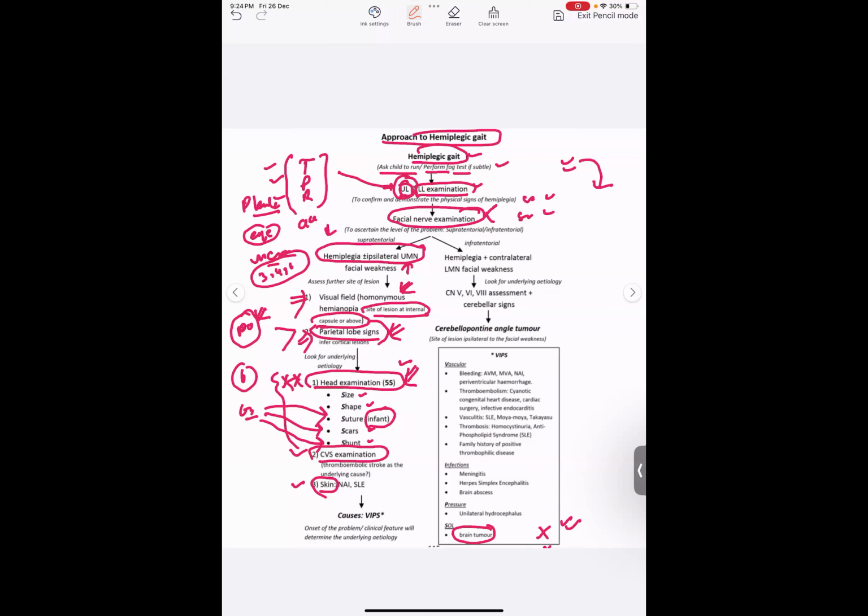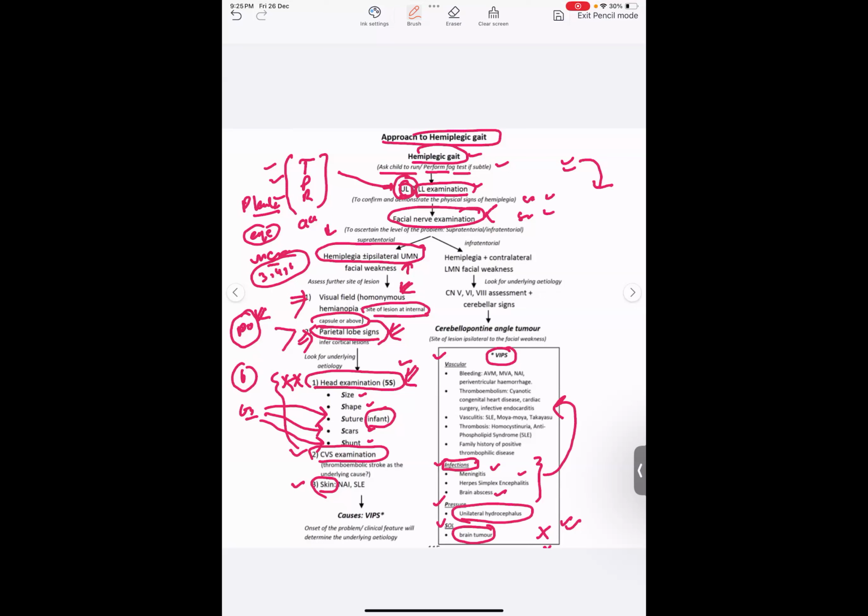What are the causes? These are VIPs. V stands for vascular, I for infection, P for pressures, and S for SOLs. These are brain tumors. In underdeveloped countries, infection would go on the top, like in Pakistan, in Bangladesh, in India. Your meningitis, your encephalitis, your brain abscess, that would go on the top.